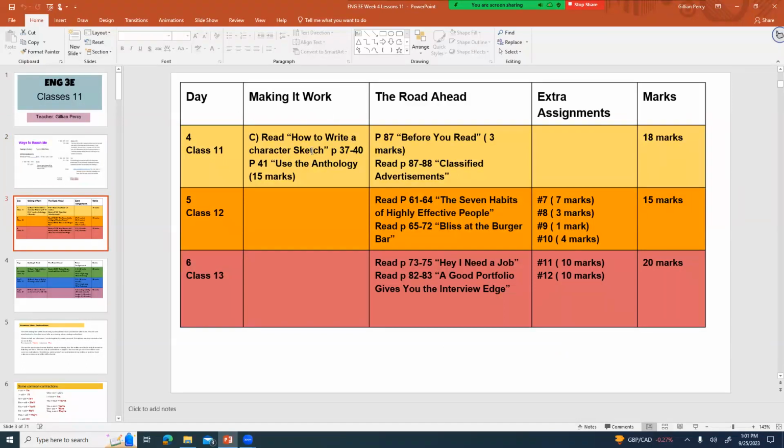We've got some things in Making It Work, how to write a character sketch, then actually writing the character sketch. A quick little assignment looking at classified ads, then an excerpt from a longer work called The 7 Habits of Highly Effective People. And then a short story that is based a little bit on these 7 habits. We probably won't get to class 13 today.